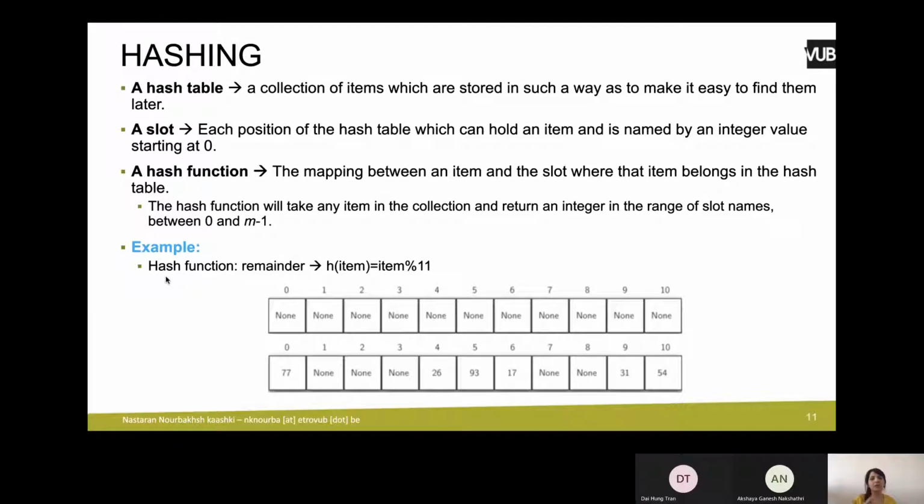For example, a simple function that we can consider as a hash function is the remainder. It receives an item and divides it by 11, which is the number of slots that we have in this example. So, for example, for 77, the hash function maps 77 to 0 because the remainder of division by 11 is 0. Also for 26, for example, the item will be mapped to these slots.